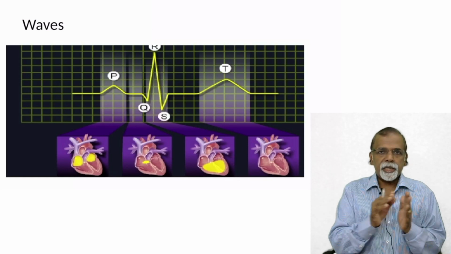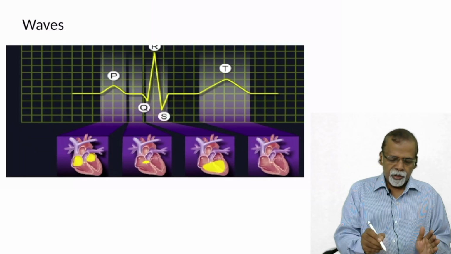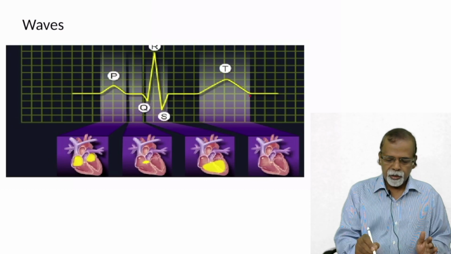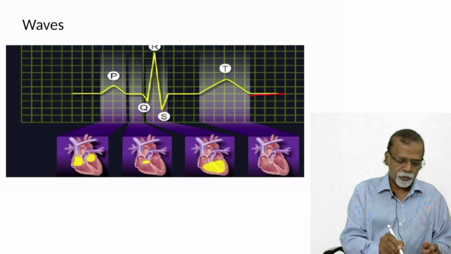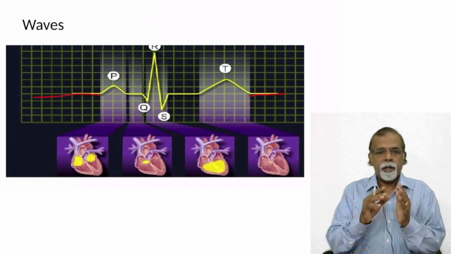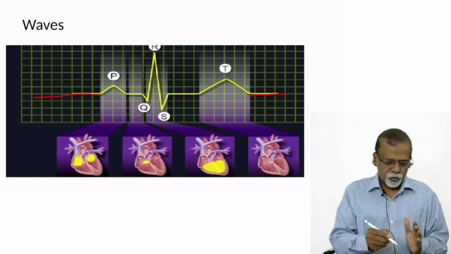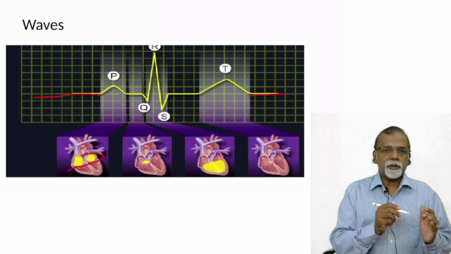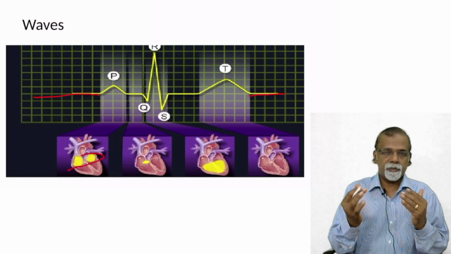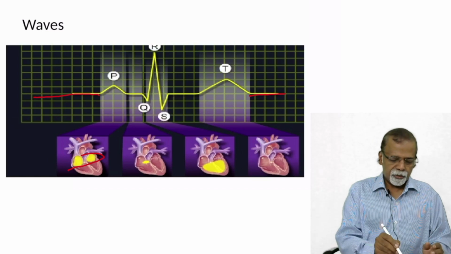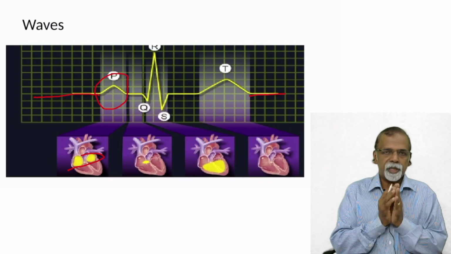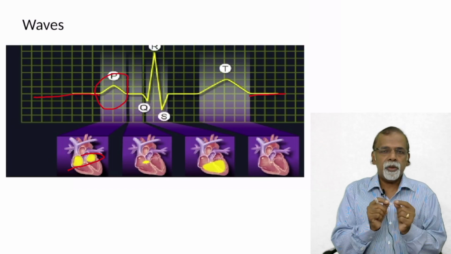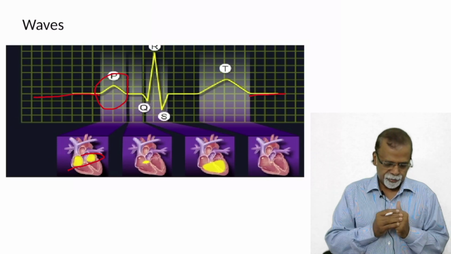When there is no electrical activity, you get a line that is called isoelectric. There is no electrical activity going on, so whenever there is no electrical activity, there is no recording. When the atria are depolarized, that depolarization produces a positive deflection, and that forms what is a P wave. So the P wave is due to atrial depolarization.